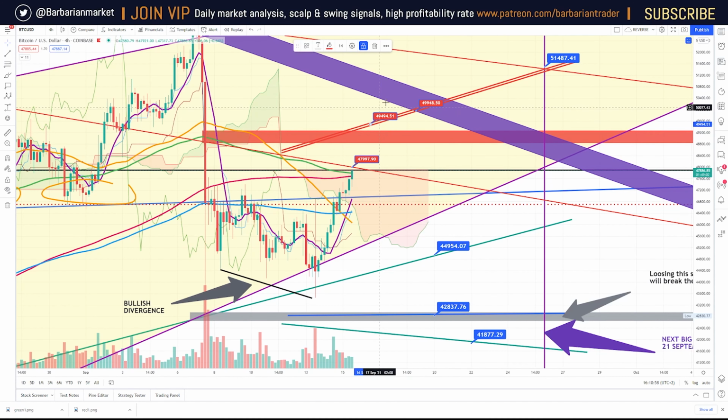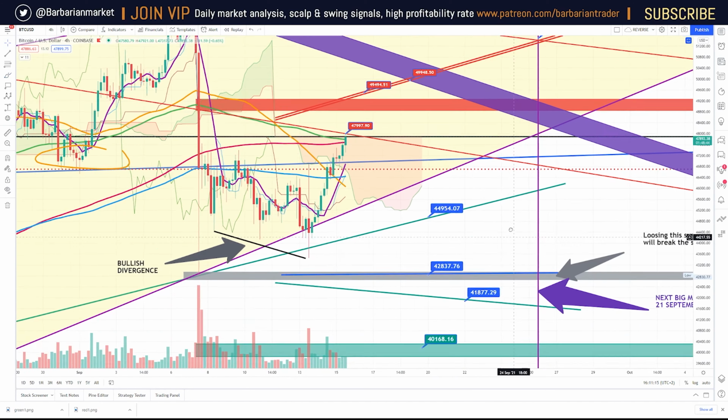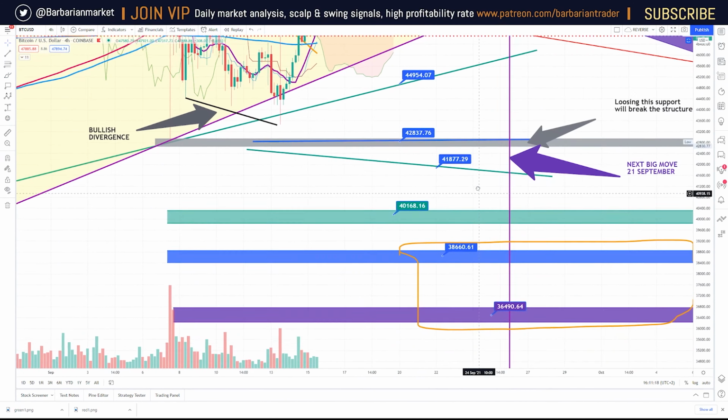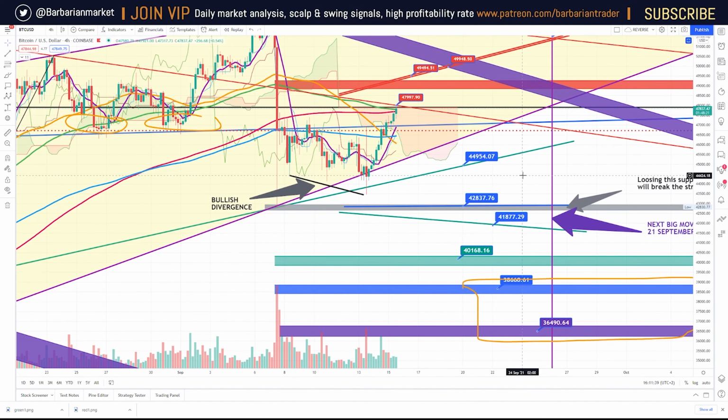So starting from here up to here, it's an area where at any point it can go sideways, okay? And lower, we have a support area on this diagonal support, on this gray area, sorry, and the next diagonal support. Once we lose this gray channel, it's very possible to head to this first and then continue to those green, blue, and purple. All right. And remember, keep an eye on 21 September. It might be a fast or strong move.